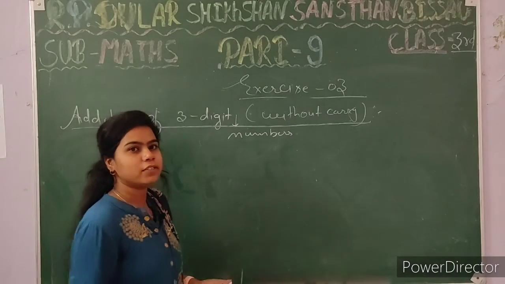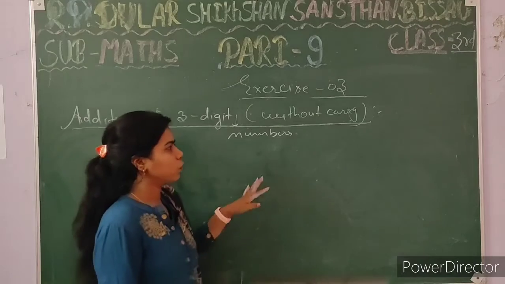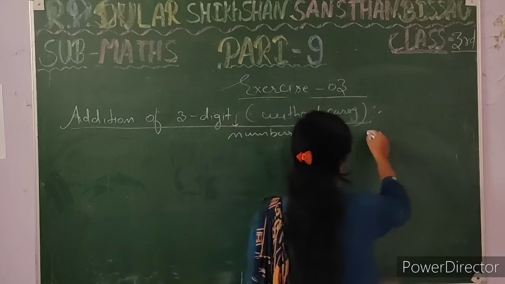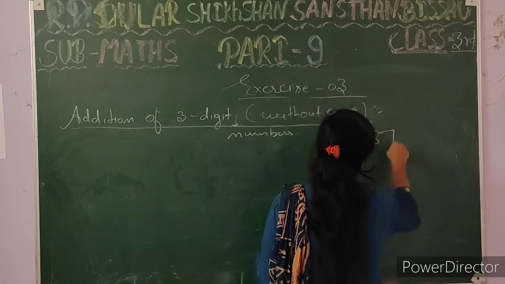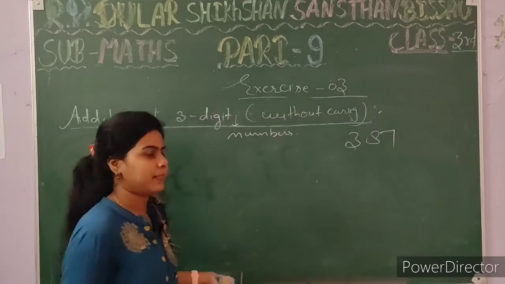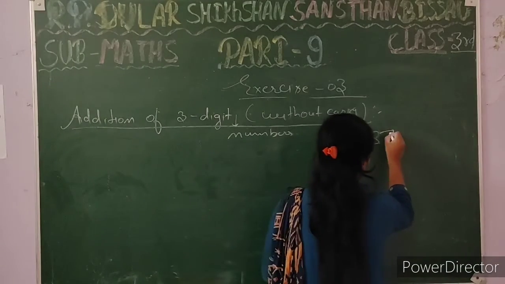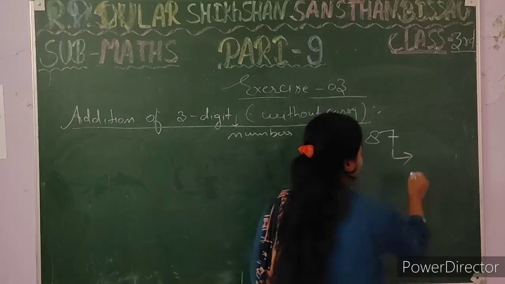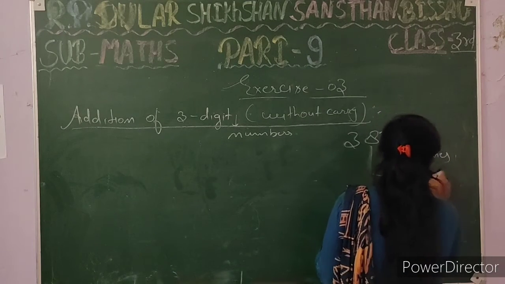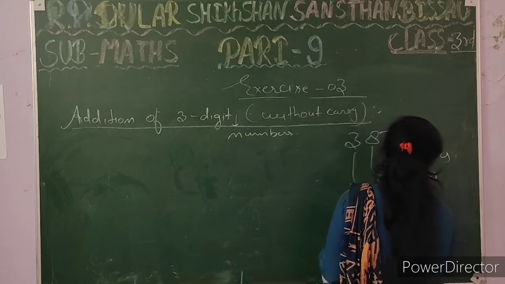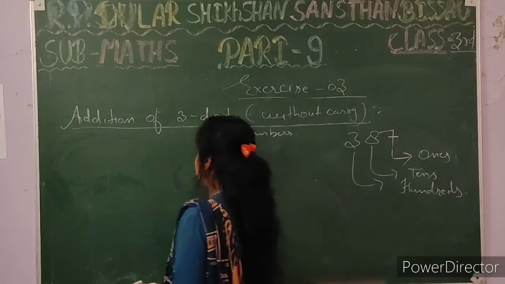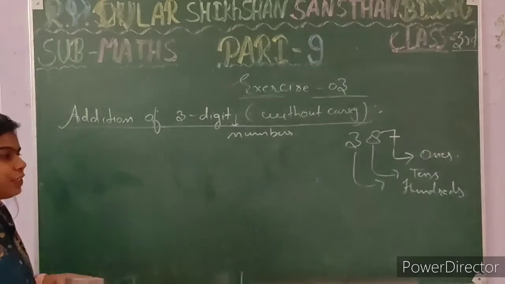Students, first of all I tell you something to start this topic. The basic knowledge you have to know is which one is ones, which one is tens. So we have studied 3-digit numbers. I give you a 3-digit example like 387. You can write any example of a 3-digit number. Students, this is called ones, this is called tens, and this is called hundreds. I tell you some steps to continue the additions of 3-digit numbers.